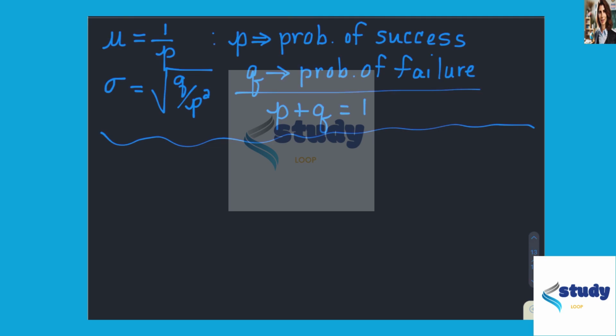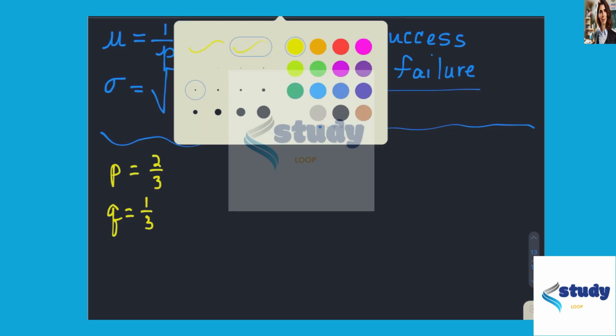So in this problem, we are talking about 2 out of every 3 children. So therefore, our p-value is 2/3. So if 2 out of 3 take some sort of lessons outside of school, then that means 1 out of 3 does not. So our q value would be 1 out of 3. So we're ready to substitute these values into the formulas.